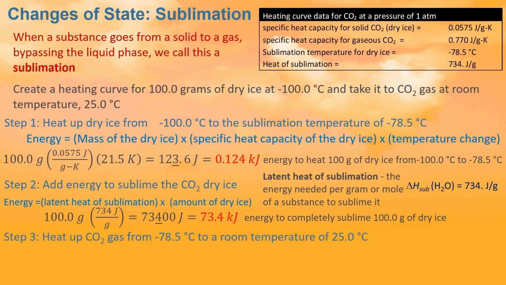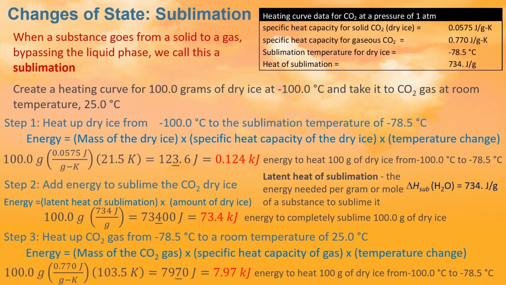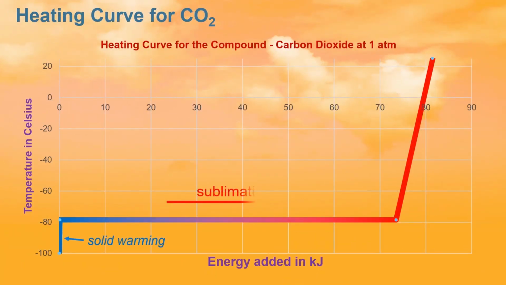Finally, we heat up the CO2 gas to 25 degrees Celsius and calculate the energy by using the specific heat capacity for the CO2 gas multiplied by the temperature change and mass. To take the CO2 from minus 78.5 degrees Celsius to 25 degrees Celsius will take about 7.97 kilojoules of energy. From the data and the computations on the previous slide, we can generate the following heating curve for CO2 at 1 atmosphere.